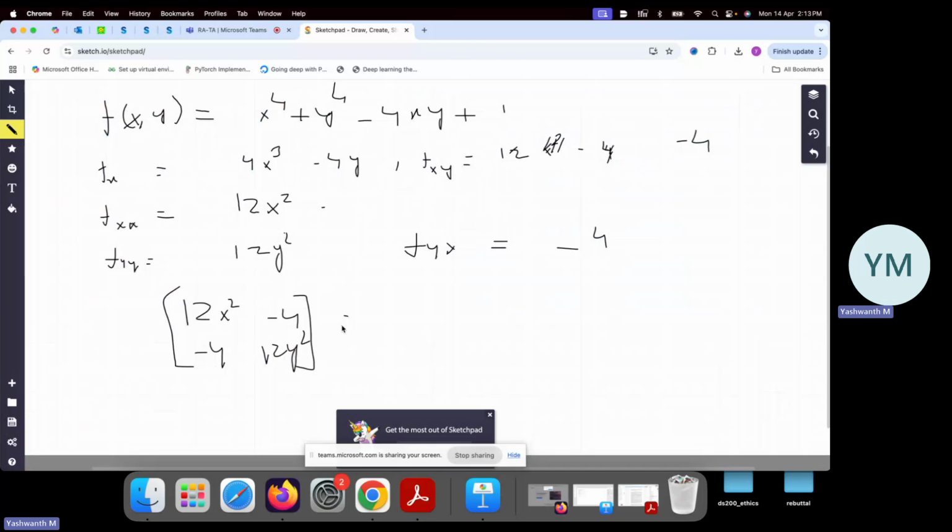At the origin, the Hessian becomes [0, minus 4; minus 4, 0]. The eigenvalues satisfy lambda squared minus 16 equal to 0. So along one eigenvector the function value increases, and along another eigenvector the function value decreases. So it has a saddle point at the origin.